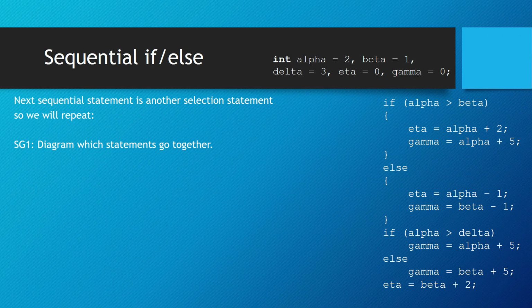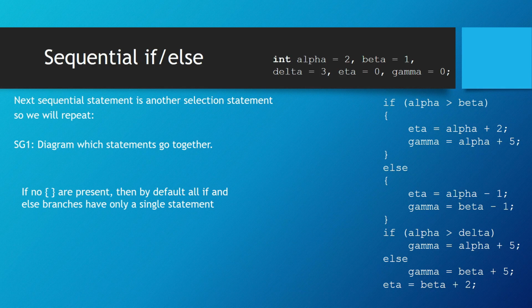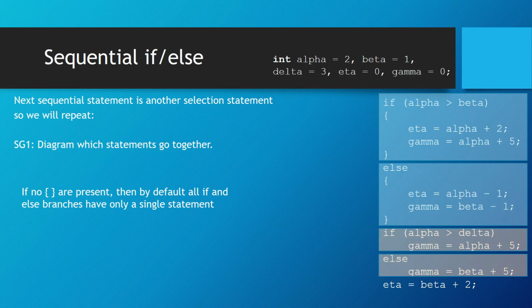We again diagram which statements go together for the next sequential statement, the is alpha greater than delta. There are no curly braces, so the if and the else each get only one statement, making 3 sequential statements in this code. One if statement, followed by another if statement, followed by the assignment of eta. The eta statement is not part of the else and should not be indented. The eta equals beta plus 2 is the next sequential statement.